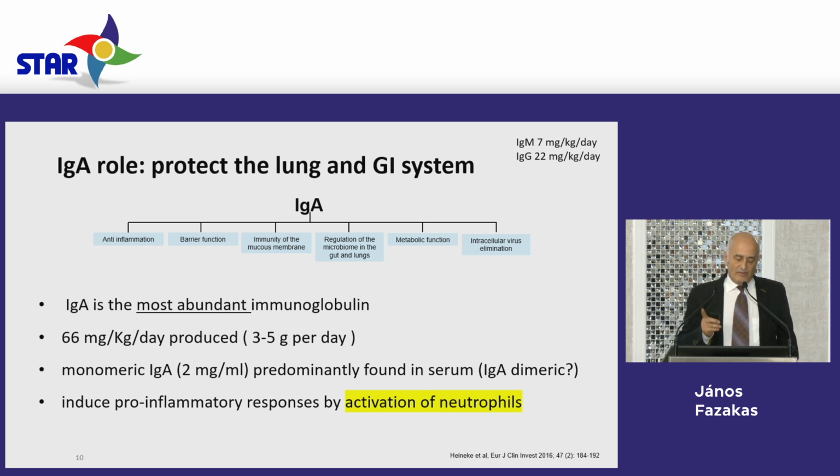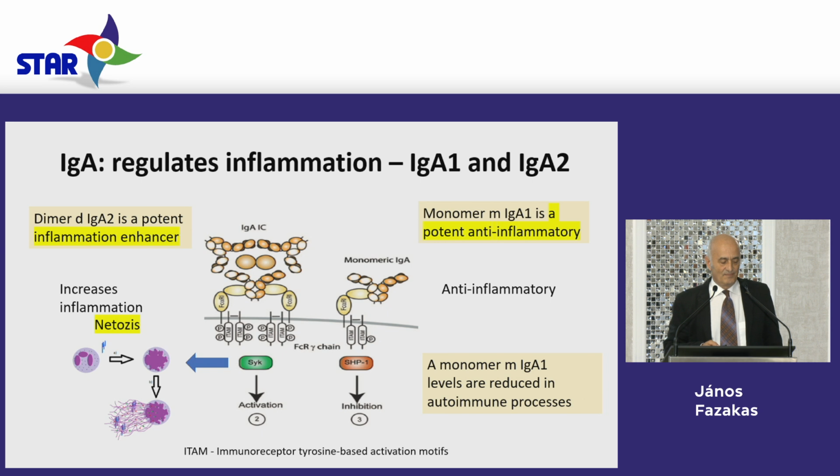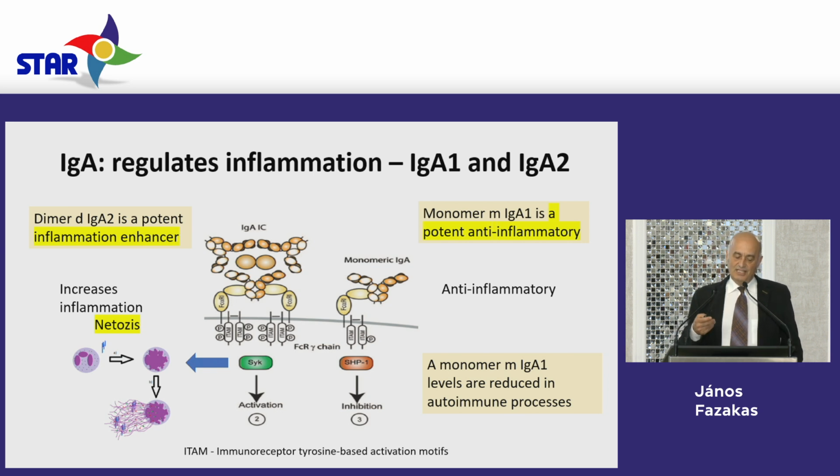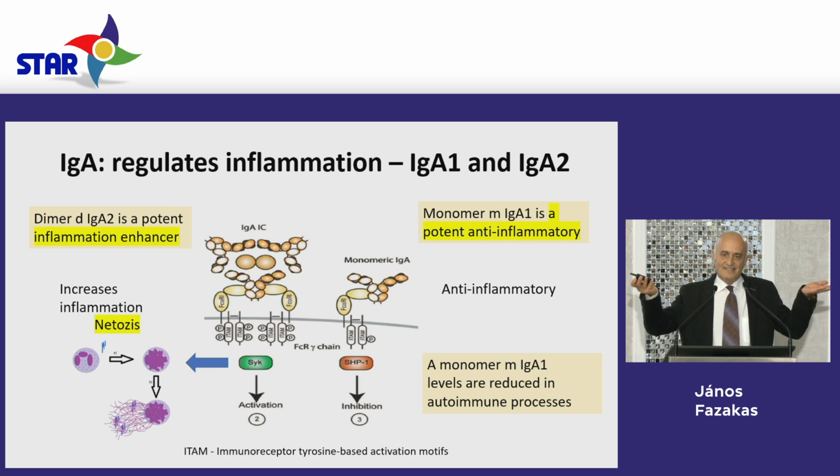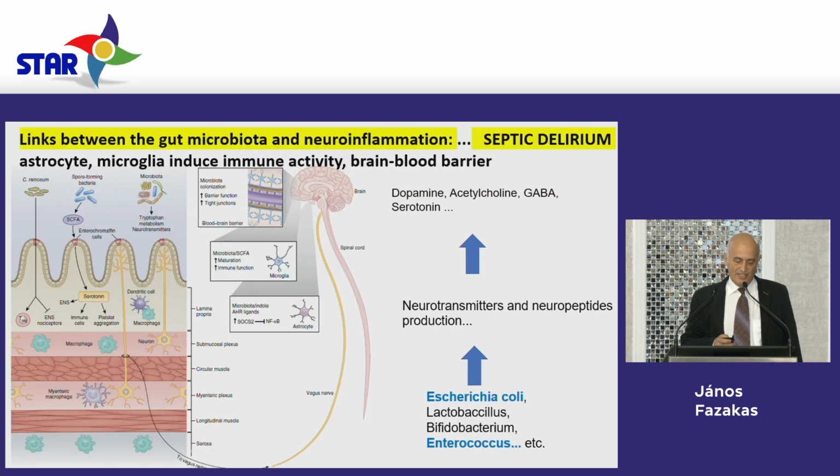And it's very important that it induces a pro-inflammatory response with the activation of the neutrophils. So the dimer form will cause NETosis of the neutrophils, and the IgA monomer form is a potent anti-inflammatory one. So what we can see here is a balance in the IgA.